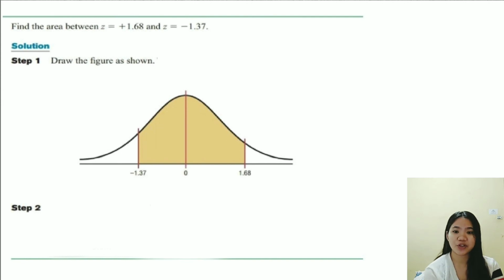Now that we have drawn and shaded the figure, we are going to find the desired area between the two given z-values. So we are going to look up the areas corresponding to the two z-values and subtract. In order to find the areas, we go to the table. We are going to find first the positive 1.68. Since 1.68 is a positive value, we are going to use the positive cumulative standard normal distribution table.